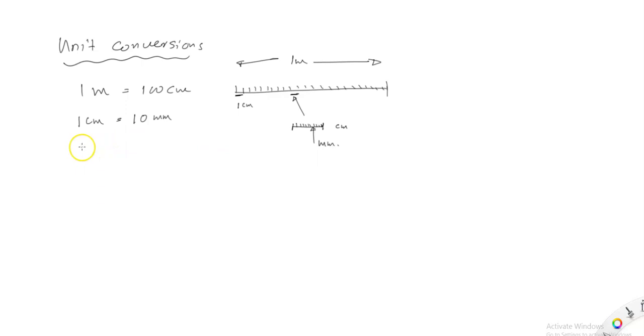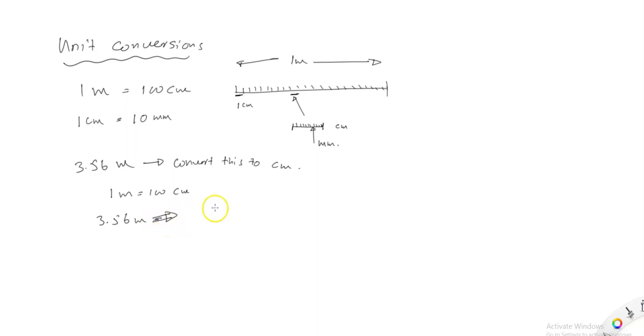So if I say, for example, we have 3.56 meters, I want to convert this to centimeters. How do we do that? 1 meter is 100 centimeters, so therefore 3.56 meters equals whatever this number is, we multiply the meter number by 100, and you get centimeters.